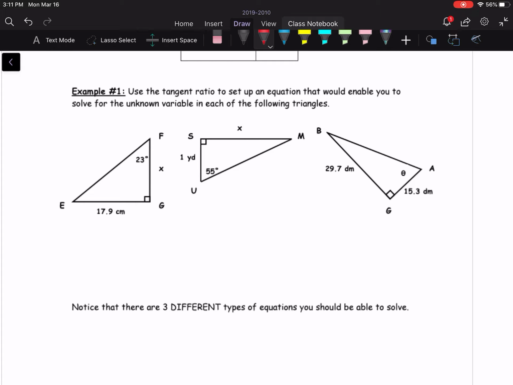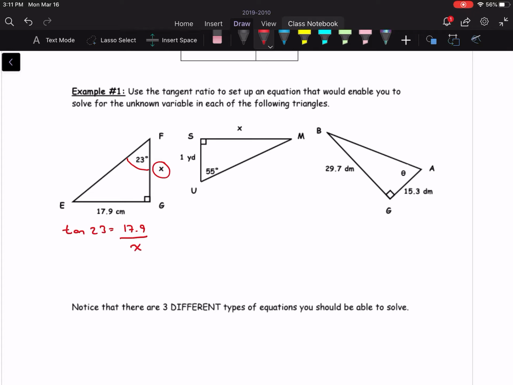So in this case, I have the angle 23 degrees. I have the opposite side, which is 17.9 centimeters, and here's my unknown, which is the adjacent side. So I'm going to set up my equation by saying that the tan of 23 degrees should be equal to the opposite side, 17.9, divided by x. In this case, I'm solving for a side length, and that side length ends up being in the denominator of my ratio.